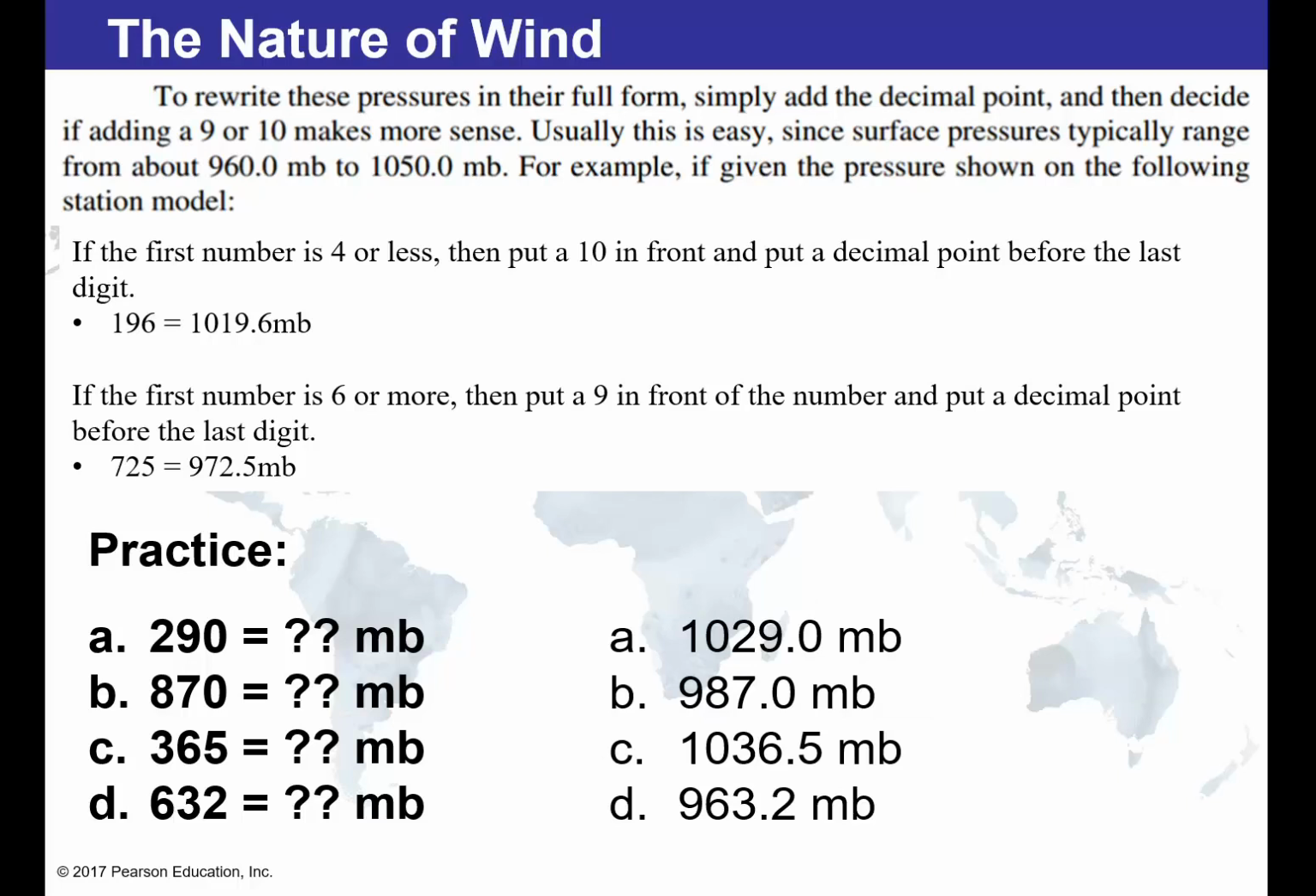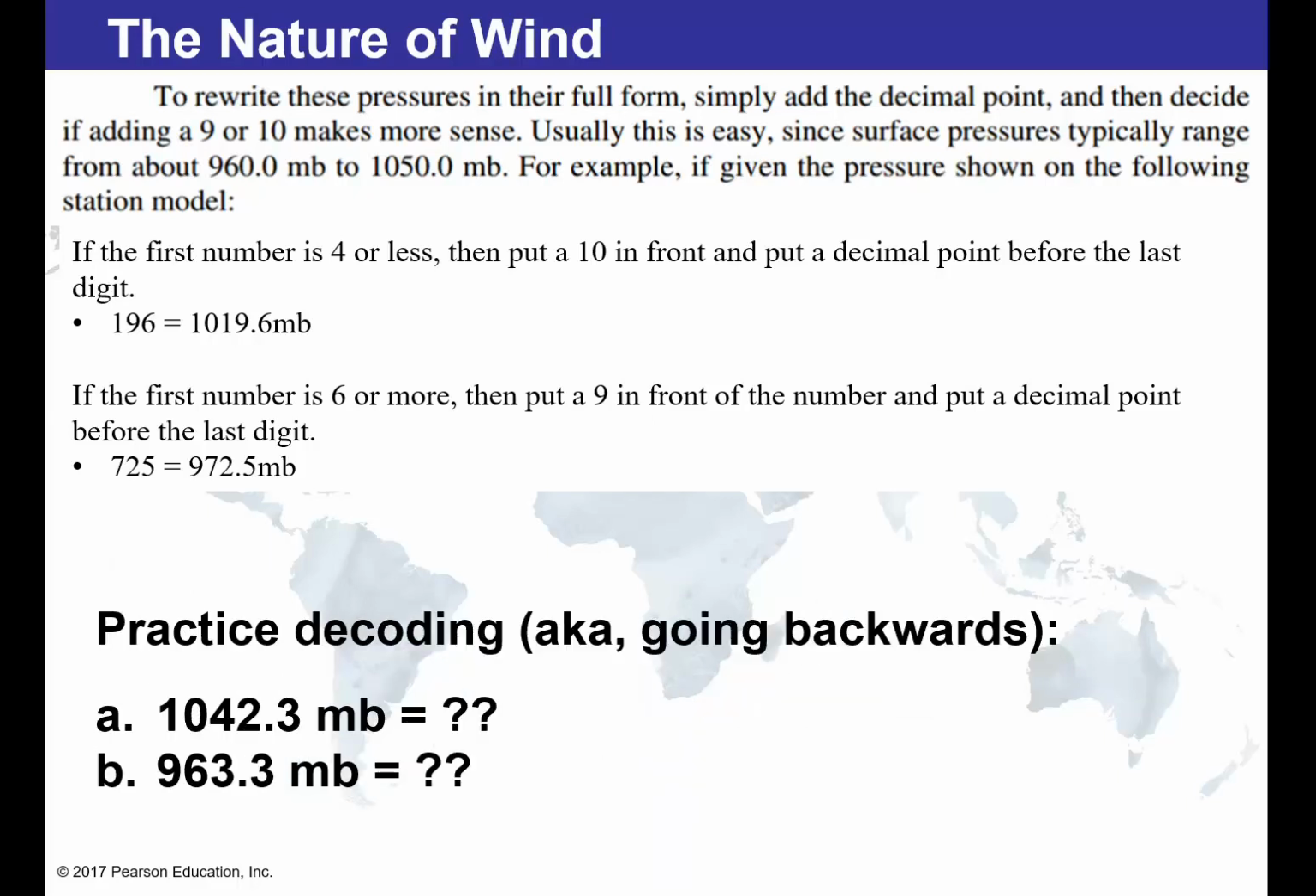All right, how did you do? Now that you see how to go from the station model, the abbreviated version, back to the full millibar reading, let's see if you can decode it. Practice decoding, also known as going backwards. Let's see if you can convert these full millibar readings into the station model, the abbreviated model. Again, take into account these quick tips. Go ahead and pause the video if you need a minute, otherwise the answers are going to be shown for you.